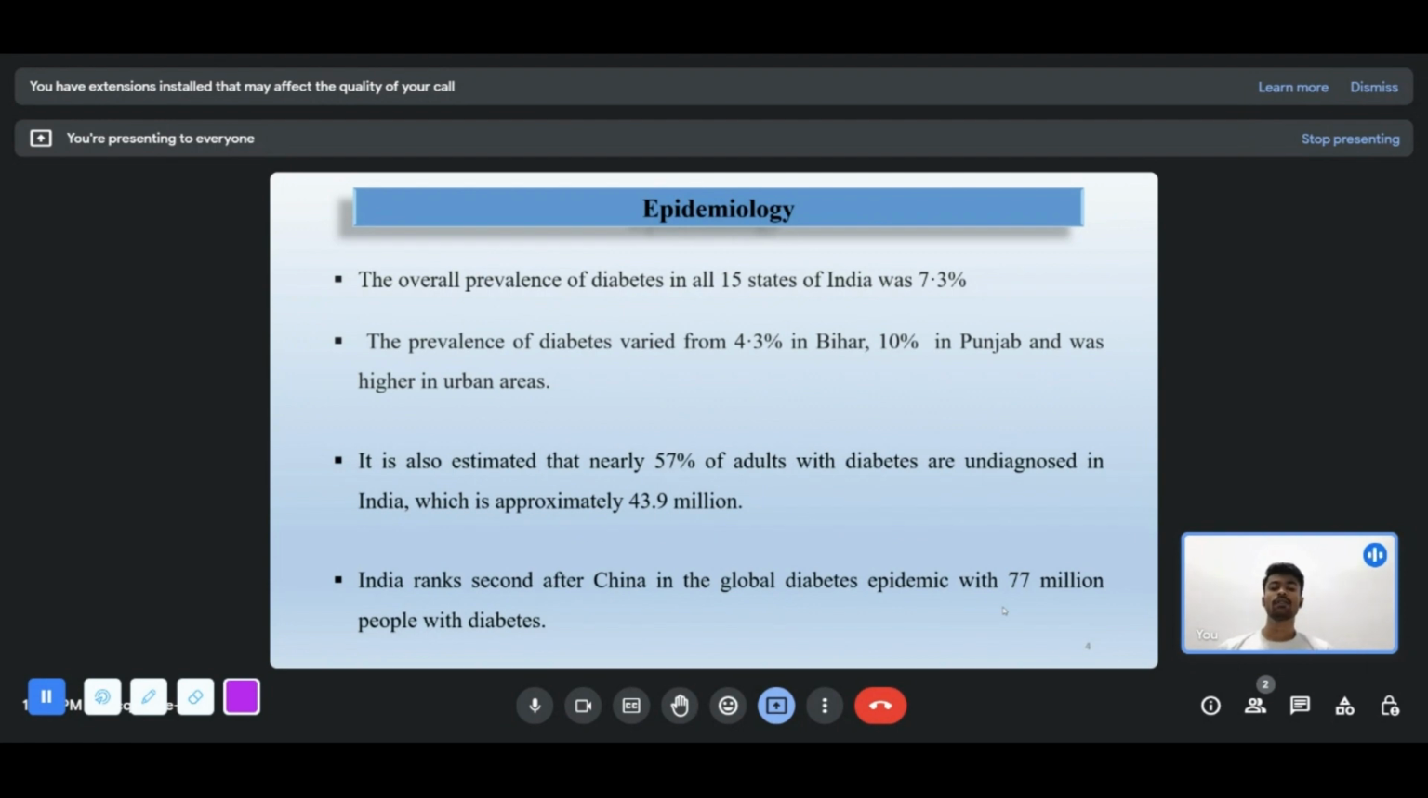The overall prevalence of the diabetes in the 15 states of the India is 7.3%. The prevalence of the diabetes varied from 4.3% in the VR and 10% in the Punjab, and was higher in the urban areas. It is also estimated that nearly 57 percentage of the adults with the diabetes are undiagnosed in the India, which is approximately 43.9 million. India ranks second after China in the global diabetes epidemic with 77 million people with the diabetes.